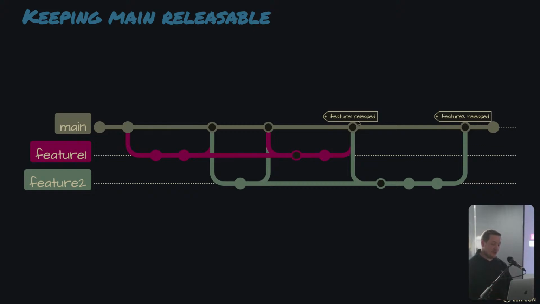So at this point, when feature 1 wants to release, they just turn their toggle on. And they don't have to worry about anything that feature 2 has been doing because they're toggled off. And then similarly, when feature 2 is ready to go, they just release as soon as they're ready. No conversations, no questions, they're ready to go.